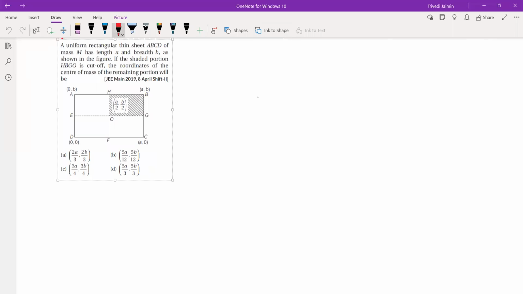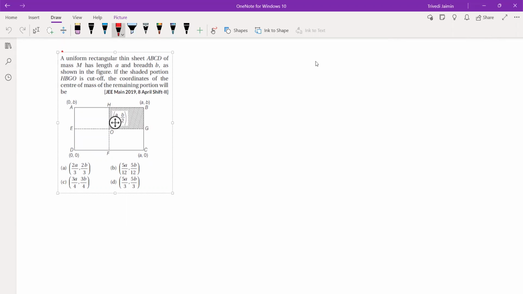Let me try. What about this? If you're not able to speak, you can just send in the chat box whatever answer you got. Okay, let's solve then. Okay, you also got C. Then this book answer might be wrong. Let's check.